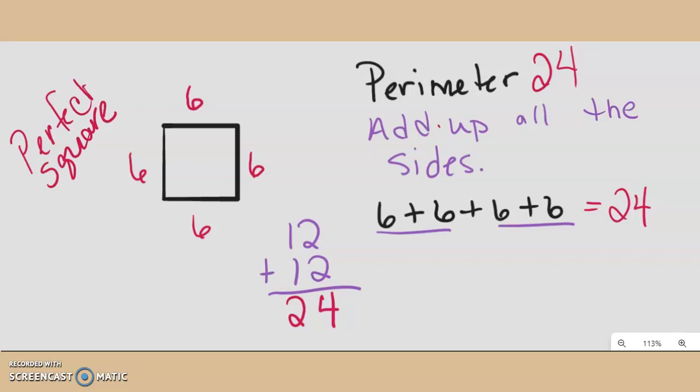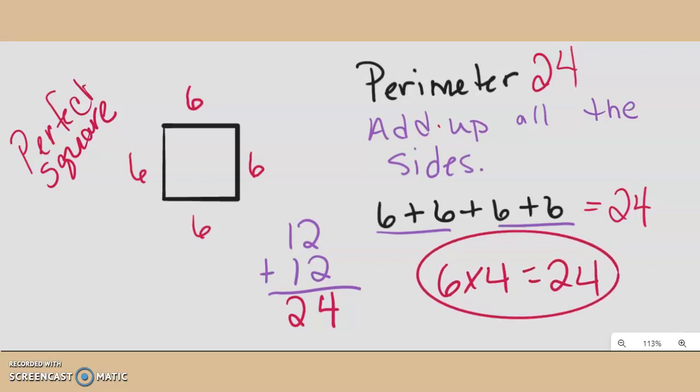Now I am going to show you quickly that also, if you are intelligently intuitive, some of you are like, well, this is 6 four times. 6 times 4 also equals 24. Same thing. You could do it either way. If you notice that all I have to do is multiply all the sides together, that's a group. I have 6, and I have 4 groups of 6. 4 groups of 6 equals 24. Repeated addition is also multiplication.